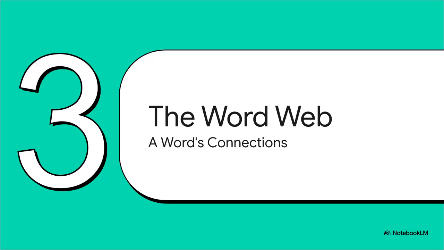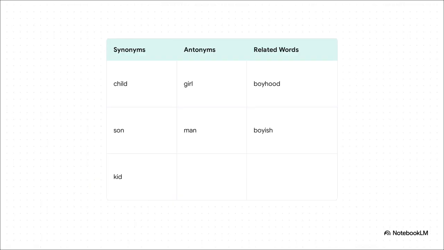Huh? You see, words don't just exist on their own, in a vacuum. They're part of this huge network, and they're defined by what they're similar to, what they're the opposite of, and what ideas they're connected to. So, let's take a look at the network for our word boy. Here we go. This is like the word's neighborhood. Its synonyms, words like child, son, kid, help us zero in on its general meaning. Its antonyms, girl and man, define it by everything it's not. And then you have related words like boyhood and boyish, which show us the concepts and qualities that grow out of it. This whole web is what gives the word its rich context.